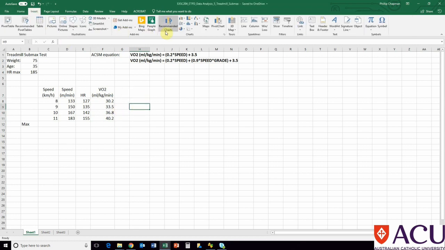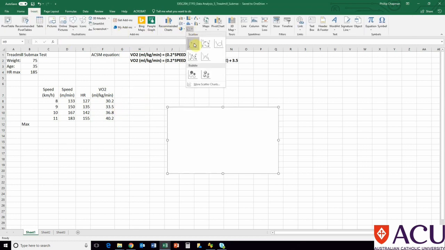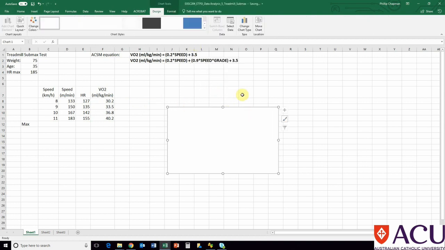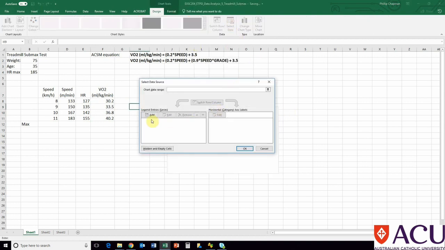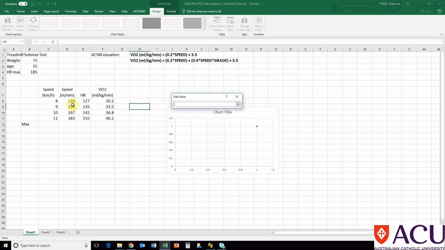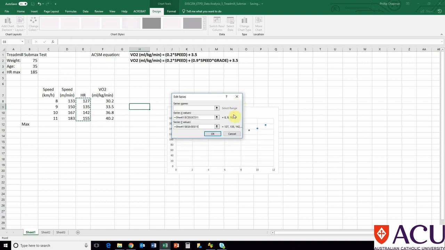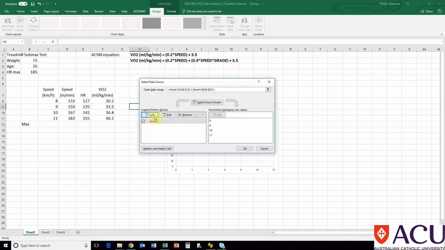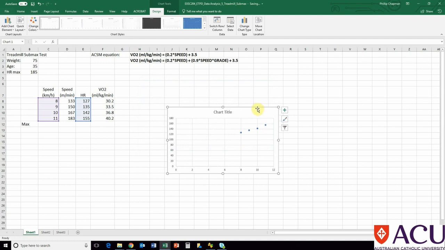That means inserting a graph, a scatter plot graph, and we will add some data to that. The X value is going to be the running speed, submaximal running speed, and the Y value is the heart rates. Okay, there we go. So there's our relationship there. We'll look at what is the equation of that linear trend. So we'll add a linear trend line.